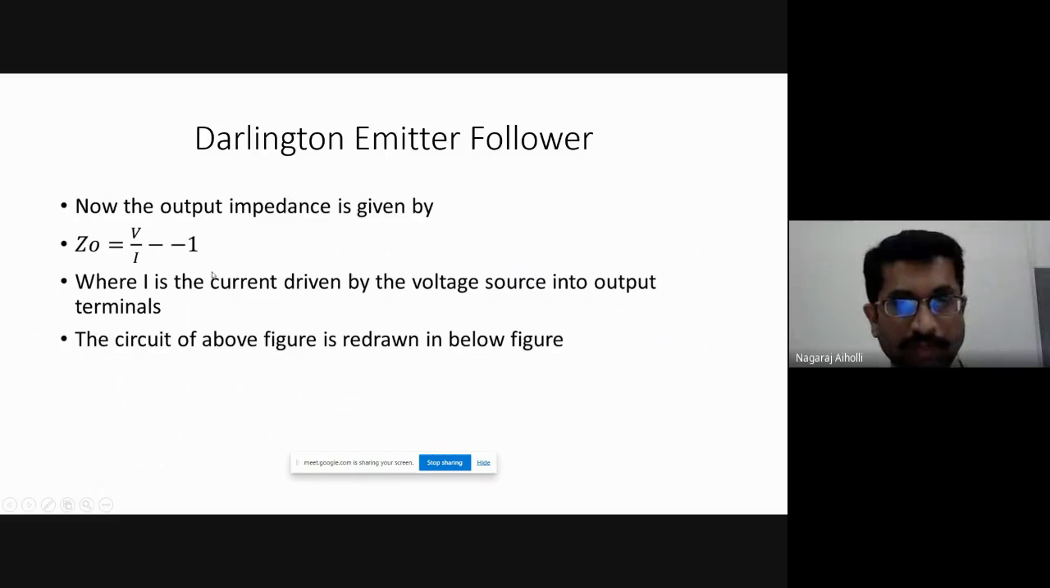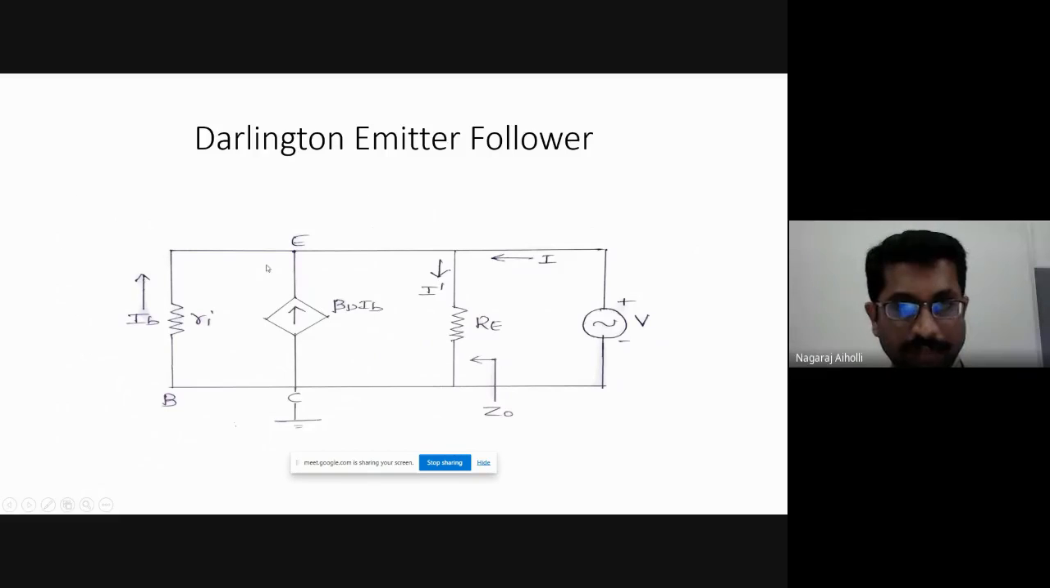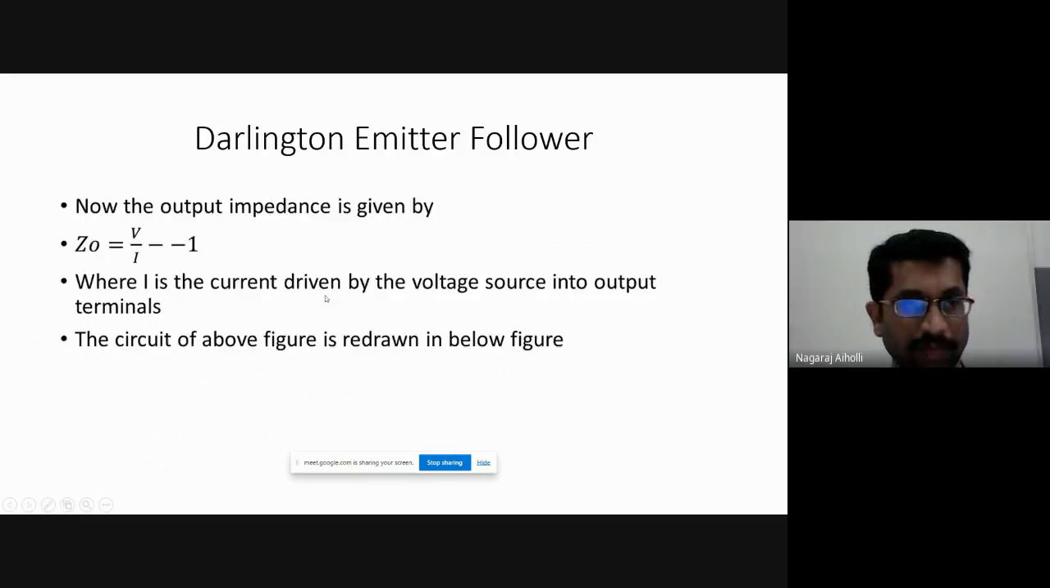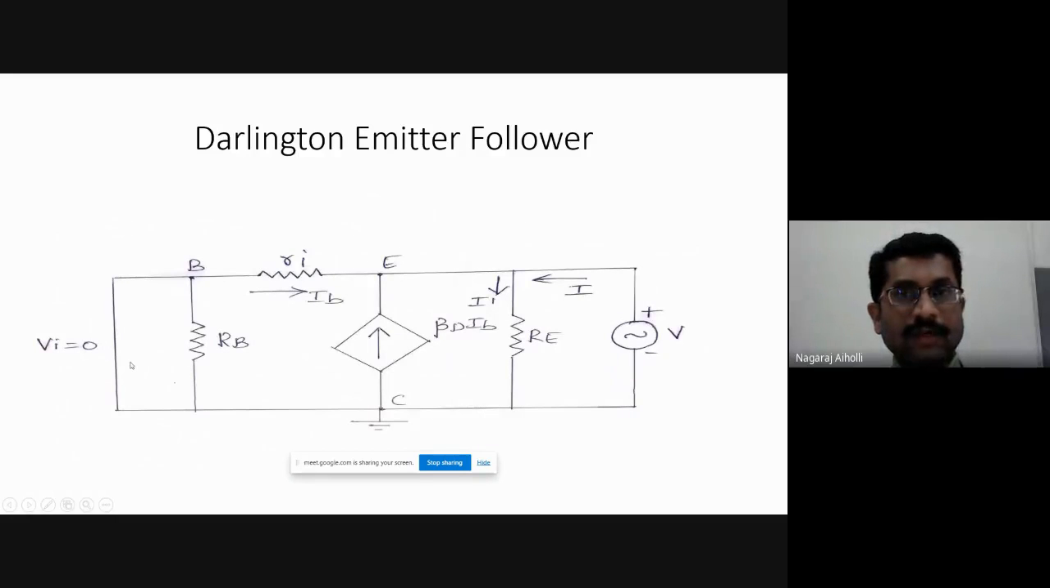Now again the circuit will get modified like this, because here we have Vi equal to 0. It's a short circuit. Short circuit means, what is the resistance of the short circuit? Is it 0 or infinity?